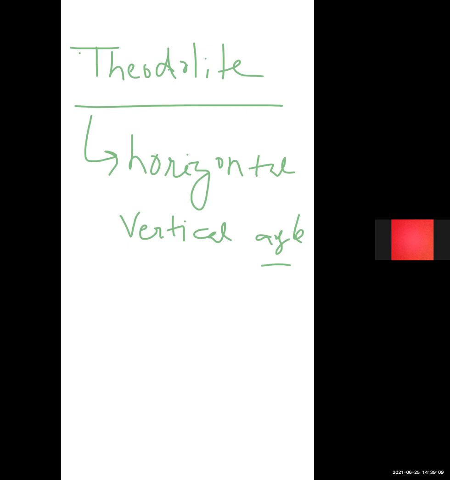Today we learn about measurement of horizontal angle as well as vertical angle with the help of a transit theodolite. First of all, we have to know about the parts of the theodolite, how it works, and on which principle it works.